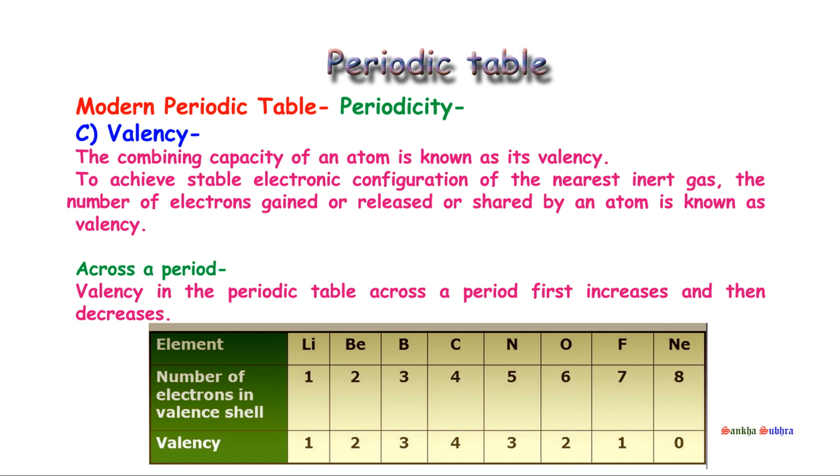But unfortunately, we don't have the scope to discuss the valencies of group 3 to group 12, that is the transition elements, because they show variable valency due to the presence of their incomplete d orbital.